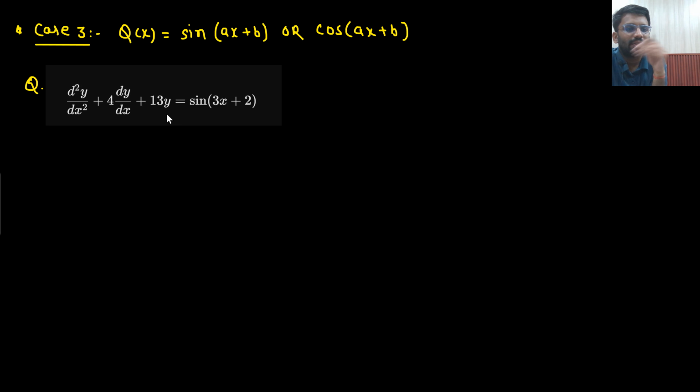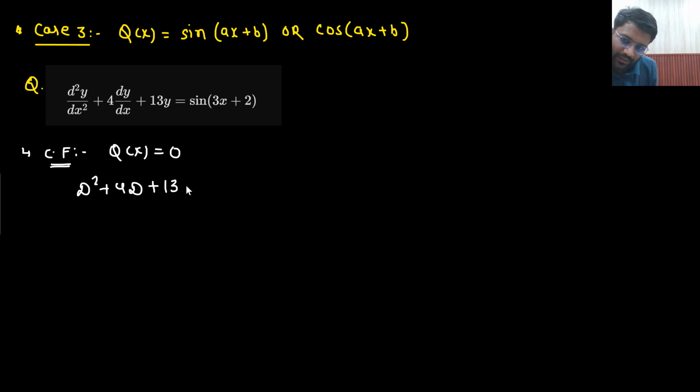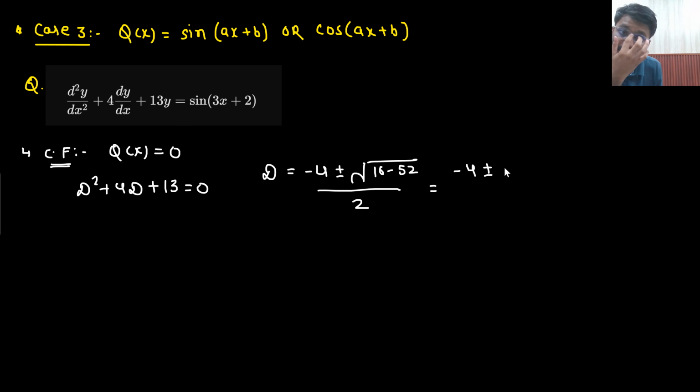So what we need to do is the same process for the complementary function. What will the complementary function say? Put Q of x equal to 0 and write down the auxiliary equation, which is D square plus 4D plus 13 equals 0. Get the roots: minus b plus minus square root of b square minus 4ac upon 2a, so minus 4 plus minus 6j upon 2a.